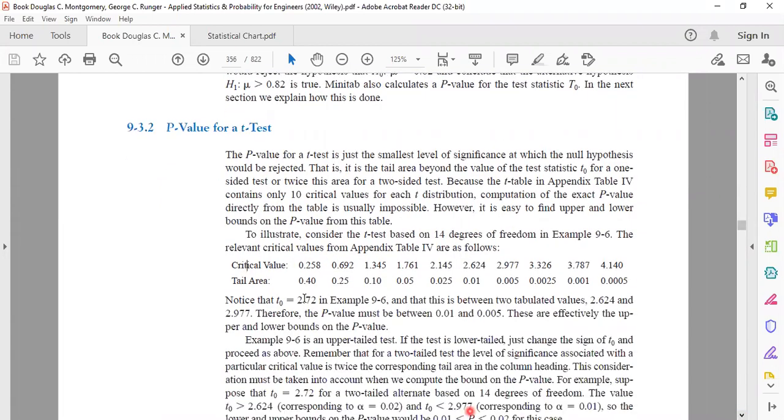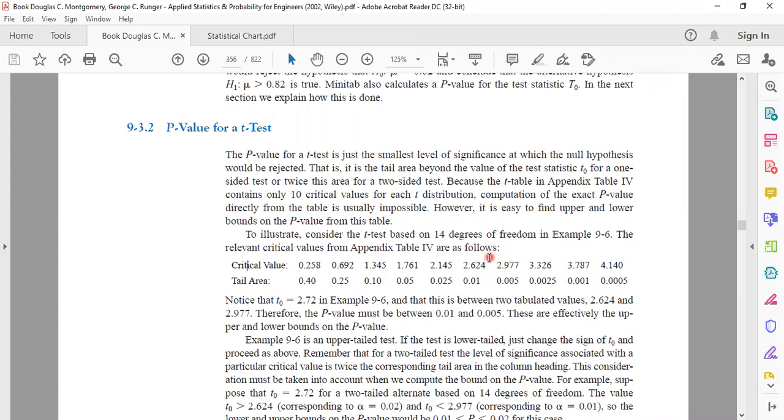Now the t value has been calculated. Now this part that I'm going to show is actually very important. In the example we discussed a few minutes ago, the t value came out to be 2.72. Okay, no problem. And this 2.72, you are unable to find in this particular critical values table. 2.72, this direct value is not present. But what you can say is that your t value 2.72 is lying between these two values, 2.624 and 2.977.